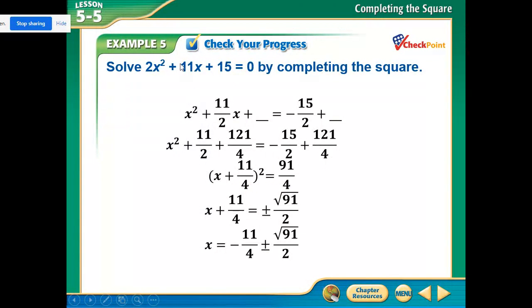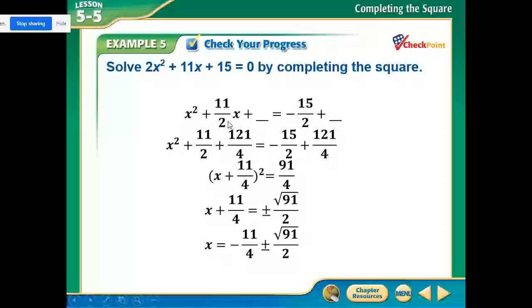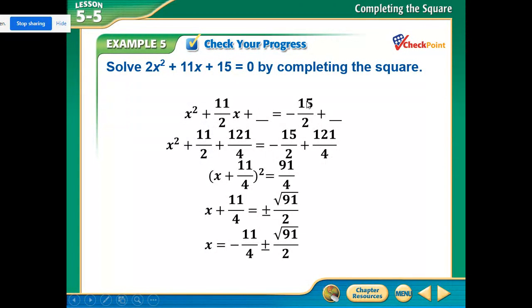All right, here's another one. So move the 15 over and then divide by 2. So I move the 15 over, it's negative. Divide everything by 2, so we have 11 halves and negative 15 halves. Now here's the messy part. 11 halves divided by 2 and squared is 121 fourths.